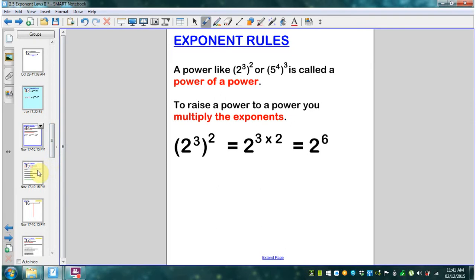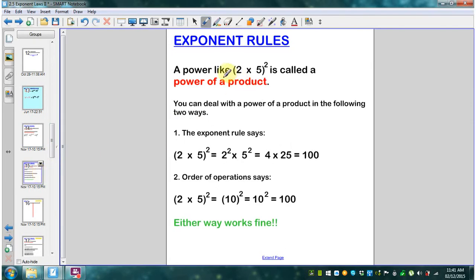All right, and another quick review of your exponent rules. We also had power of a product, which you could deal with in 2 ways. If you had 2 times 5, all of that to the power of 2, you can use the exponent rule and bring your power in, 2 to the power of 2 times 5 to the power of 2, and solve from there. 2 to the power of 2 is 4. 5 squared is 25. Multiply these together and get 100.